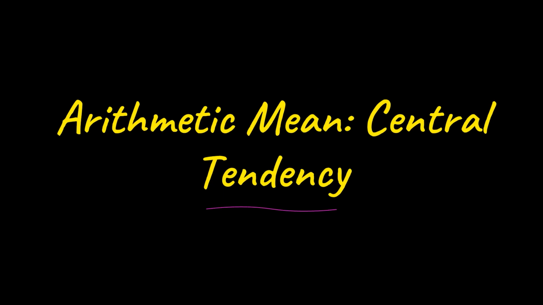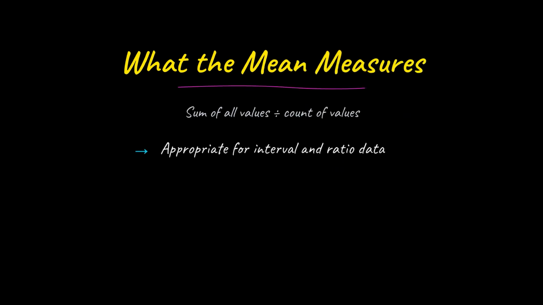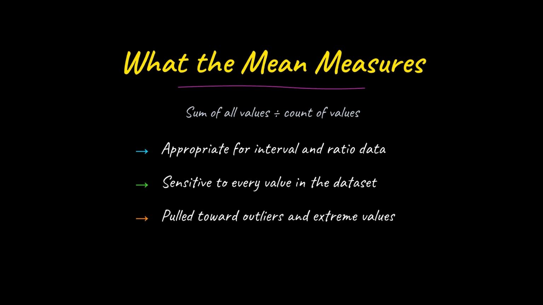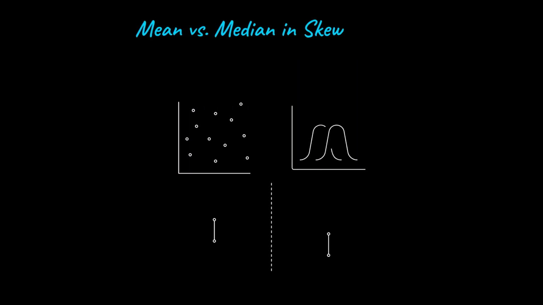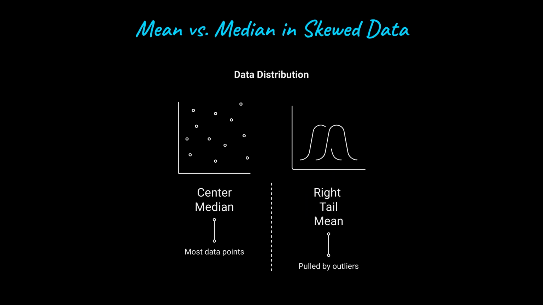Understanding when to use it, and when not to, is one of the most tested concepts on quantitative exams. The mean is computed by summing all observations and dividing by the count. It works best with interval and ratio data where arithmetic operations are meaningful. Its key property, and its key weakness, is that every value influences it equally, including extreme outliers. In a right-skewed distribution, like hospital charges or income, a long tail of high values pulls the mean upward. The median, by contrast, marks the middle rank and is unaffected by how extreme those outliers actually are.